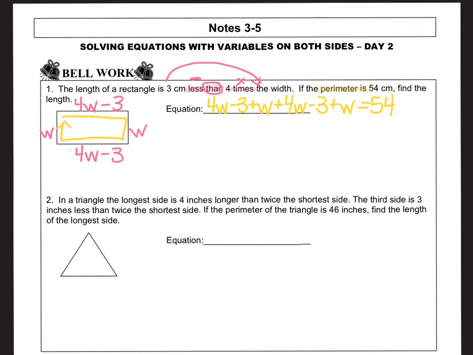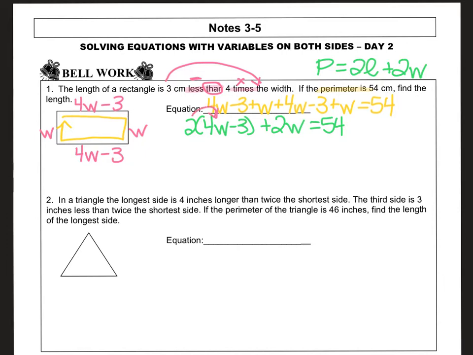Another way to write this, if we remember that perimeter of a rectangle, there's 2 lengths exactly the same and 2 widths exactly the same. We could make this equation look a little different, and we could do 2 parentheses 4W minus 3. That just means we're multiplying the length twice. And then 2 times the W's, because there's 2 widths. And that would equal 54. Either way, you should still get the same answer, just one you have to combine like terms and one you have to distribute. So I'm going to go ahead and use this second one.